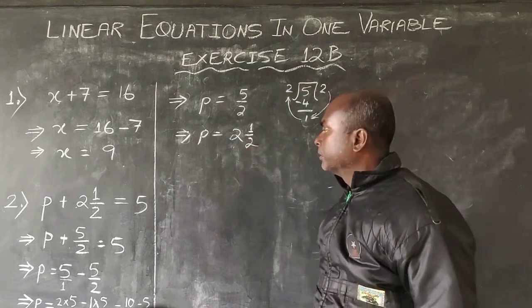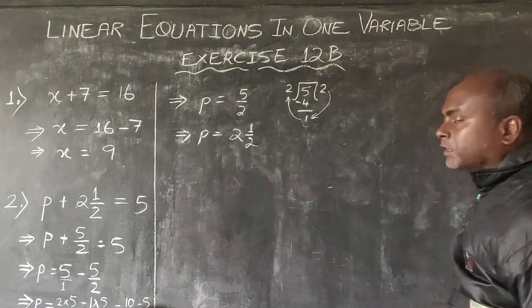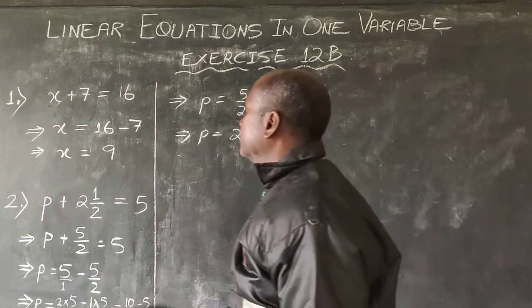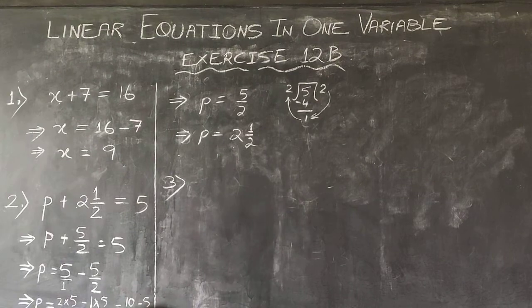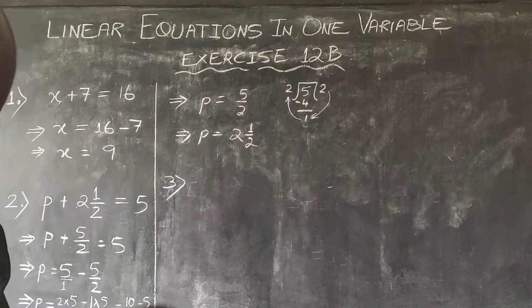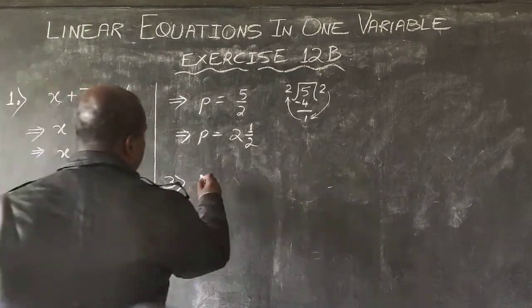t value is 2 1 by 2. Okay, I hope you understand this. Coming now to question number 3. Question number 3 is a minus 1 equals 9.